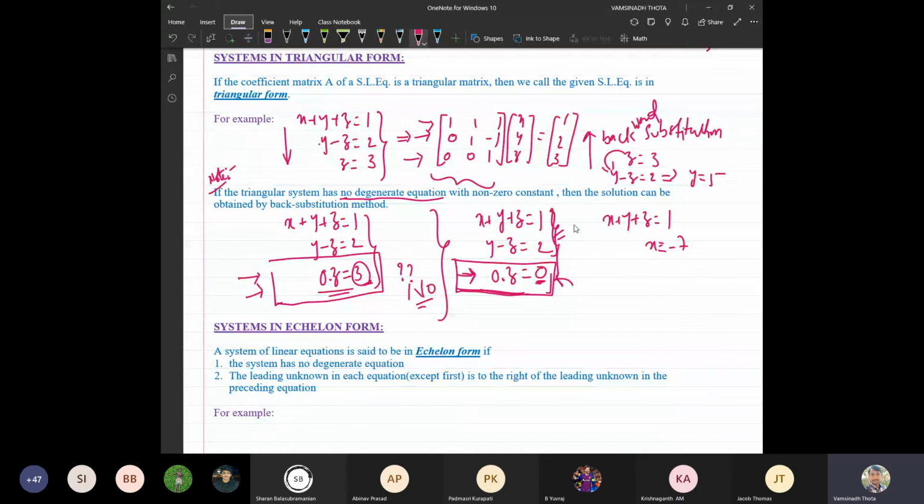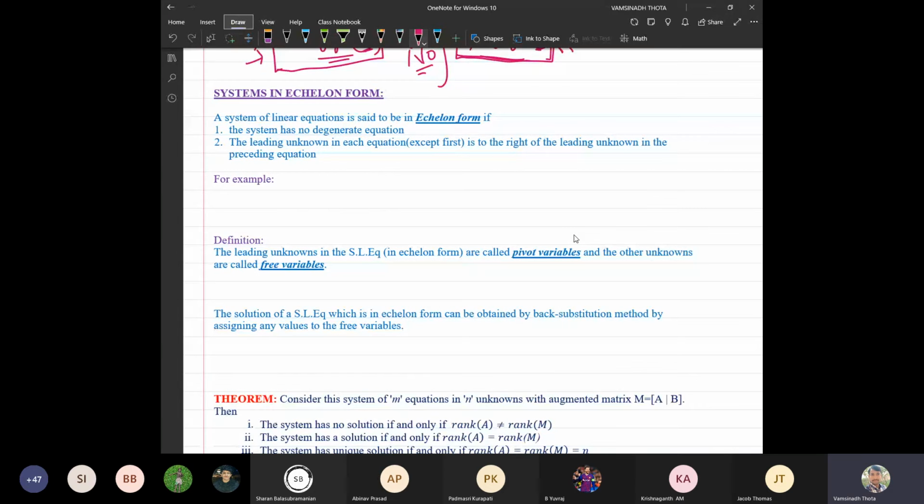As we have already discussed, the echelon form of a matrix is a generalization of the upper triangular matrix. So what do we mean by an echelon form? For the system to be in echelon form, the only thing is the coefficient matrix: if the coefficient matrix is in echelon form, then you can say the system is in echelon form.